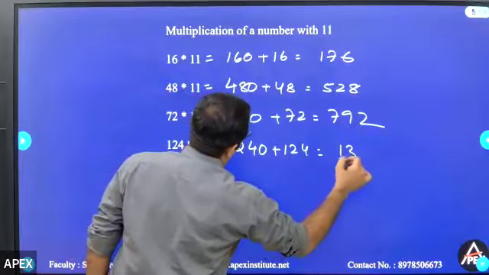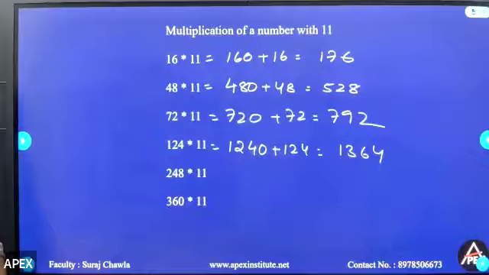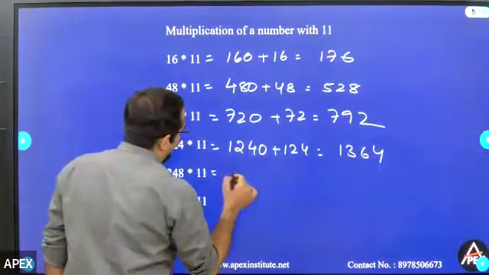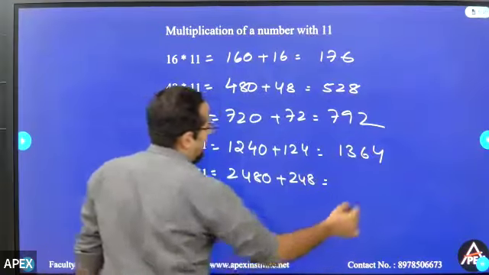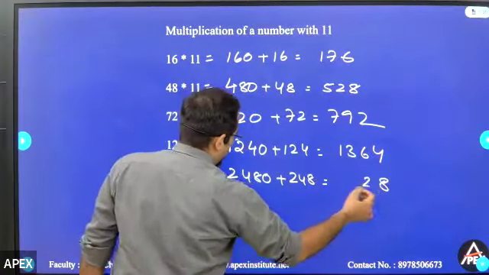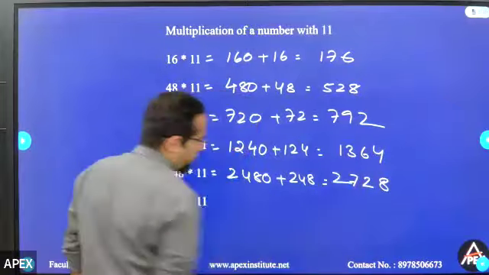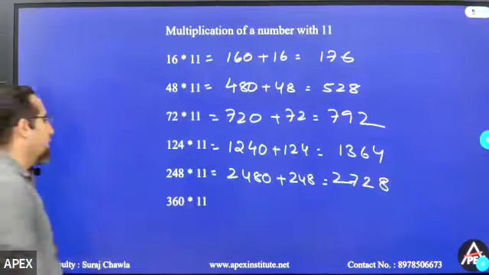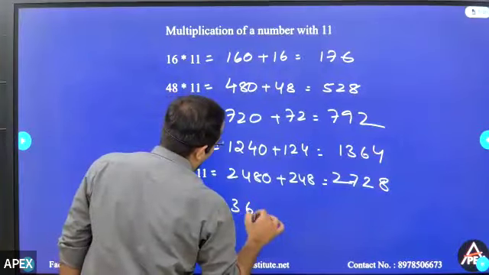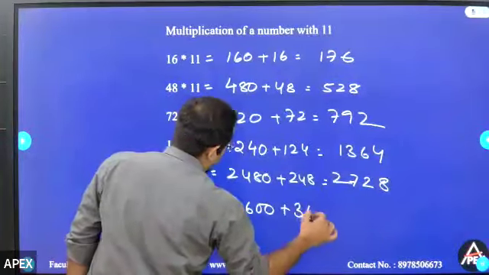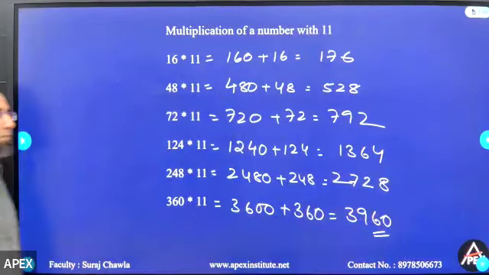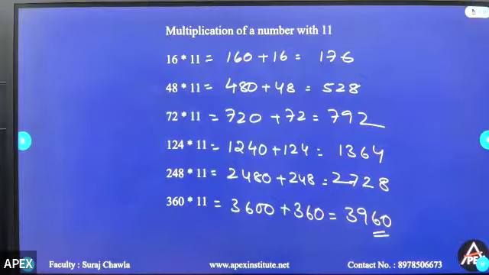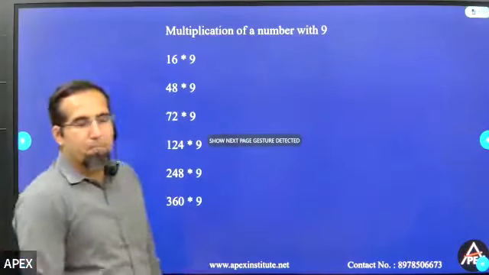That gives you 1364. 248 into 11 will give you 2480 plus 248. And that gives you how much? That is 8, that is 12, that is 7, and that is 2. 2728. And finally, you have 360 into 11. That is going to be 3600 plus 360, which will give you 3960. Clear? All of you sure? Can you do this calculation, please? Into 9.